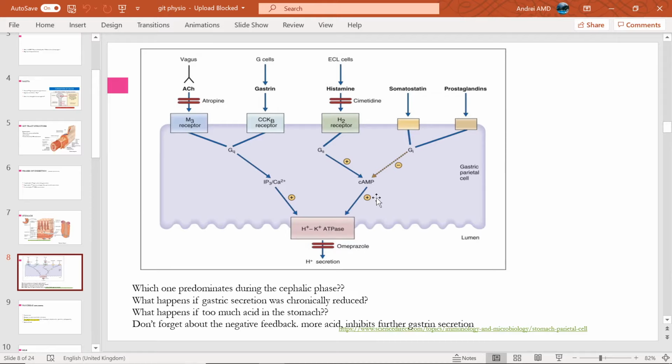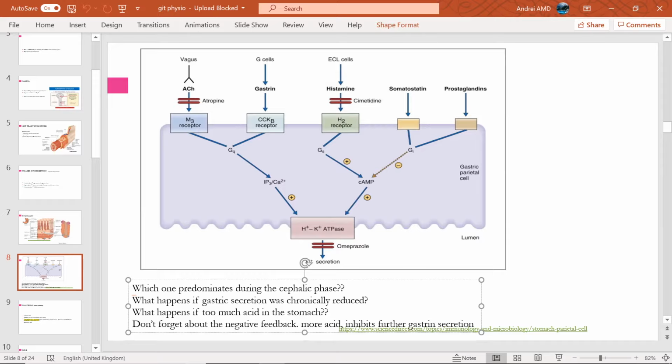Oh, and also these G cells, ECL cells, this histamine, are secreted when you have food going on, and it stimulates the release. So which one predominates during the cephalic phase? When you see the food, you haven't eaten yet, so you still don't have the release of gastrin or histamine. If you get this question, the answer is the vagal tone, so the parasympathetic. Just by vagus, acetylcholine is the one responsible for the hydrogen here.